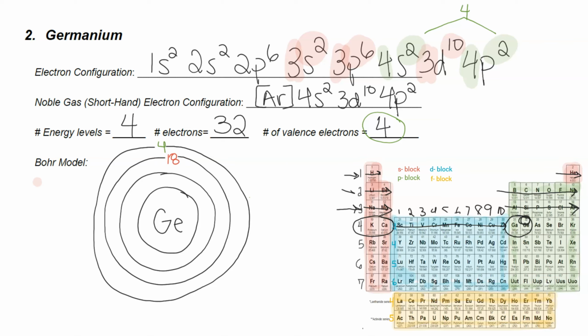Then let's look at energy level 2. We'll do that in yellow. Energy level 2, I see 2s2 and 2p6. So if we add 2 plus 6 together, 2 plus 6 gives us 8 electrons in that 2nd energy level. And then last but not least, energy level 1. Energy level 1, we just have this 1s2, so just 2 electrons in energy level 1. And there is our Bohr model for germanium.